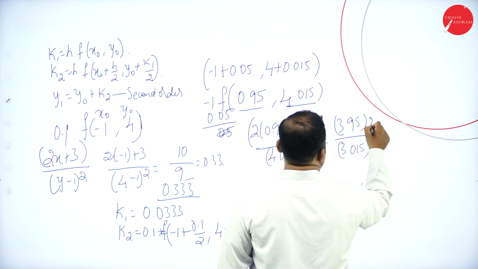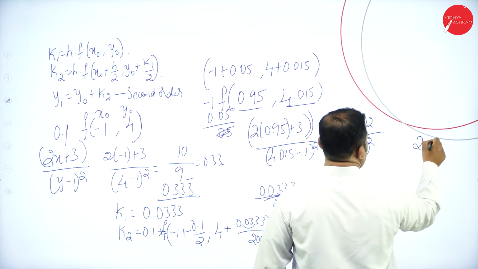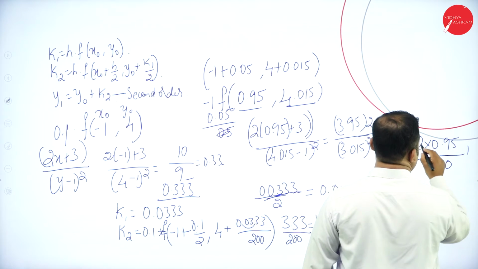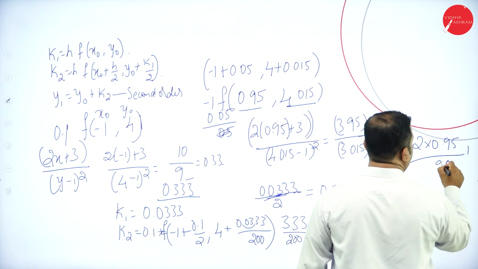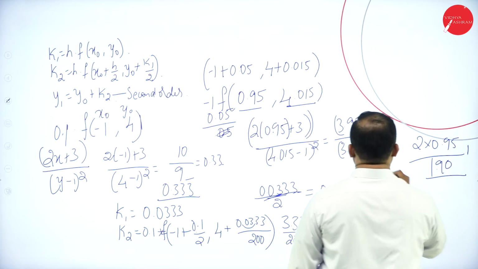Then we have 2 into 0.95 plus 3, that is 3.95. 2 into 0.95: 5 2s are 10, 0, 1 carry, 9 2s are 18, 1 is 19, that is 1.90.